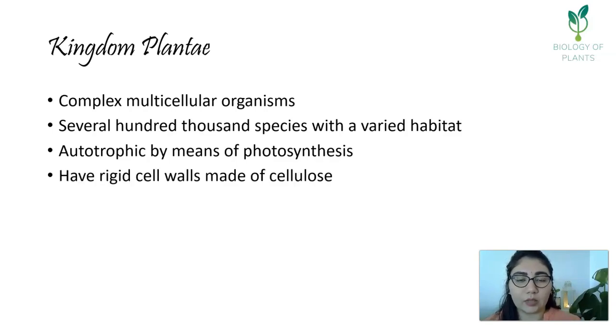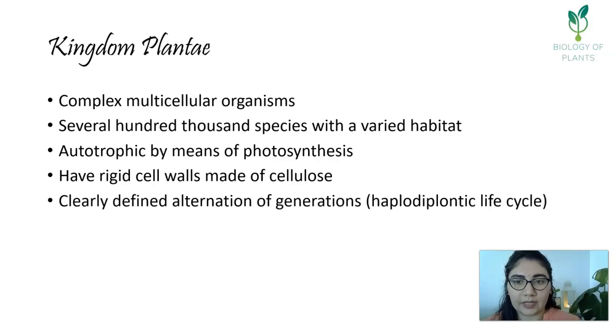Plant cells have rigid cell walls, which is made up of cellulose, and there is a clearly defined alternation of generations. Now, I will be making a short video about alternation of generations, but to give a quick explanation of the concept, in the life cycle of a plant, there are two stages, a haploid gametophyte or asexual stage and a diploid sporophyte or sexual stage. Now, haploid and diploid refers to the number of chromosomes within a plant cell. That is why the life cycle of a plant is also known as haplodiplontic.